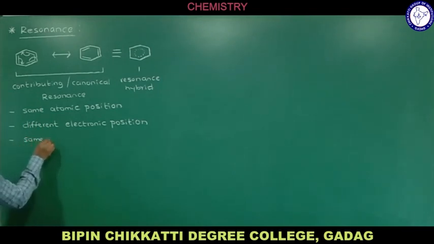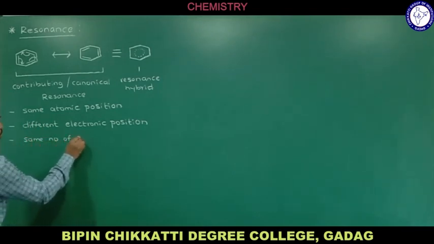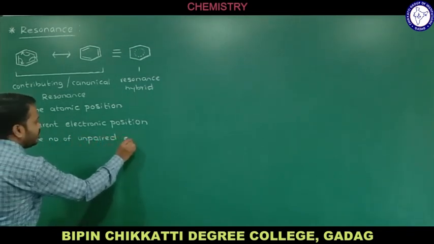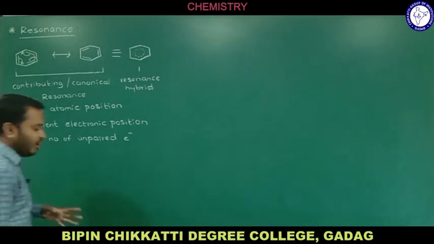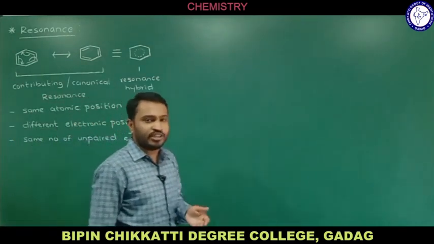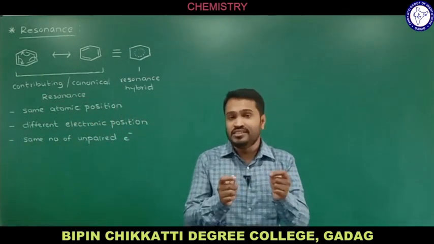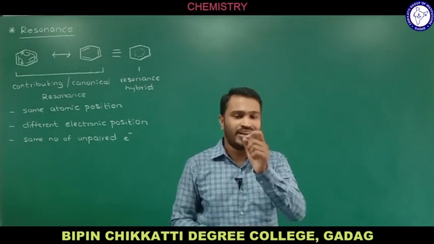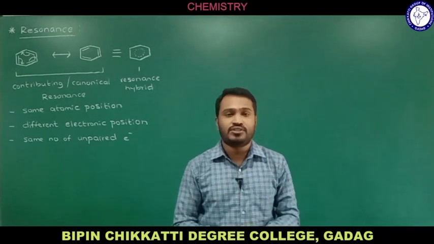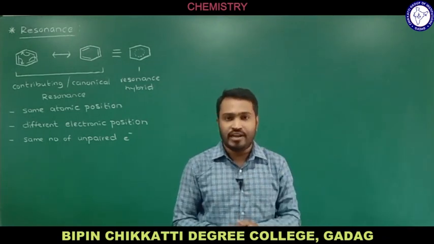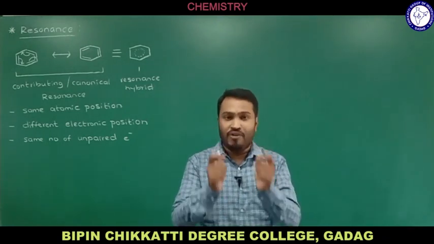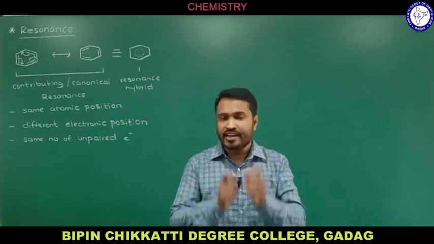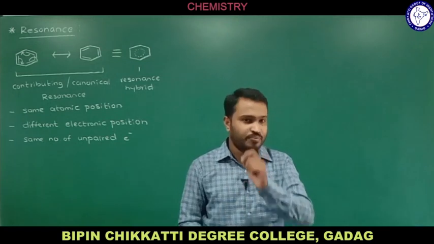So in a contributing structure, the position of electrons should be different. Next, same number of unpaired electrons. One more condition is that the number of unpaired electrons in different contributing structures should be same. If you consider a compound or molecule or ion with nitrogen, it has one lone pair of electrons. If you consider oxygen, it has two lone pairs of electrons, and that has to validate the valence electrons of the respective element. In short, the number of unpaired electrons should be same.